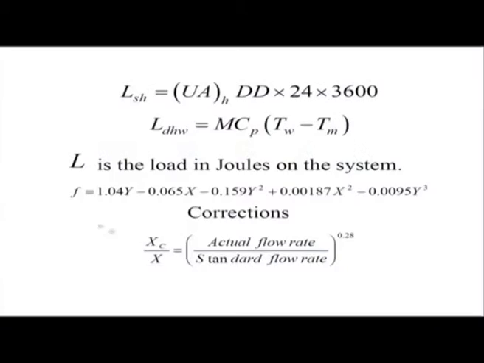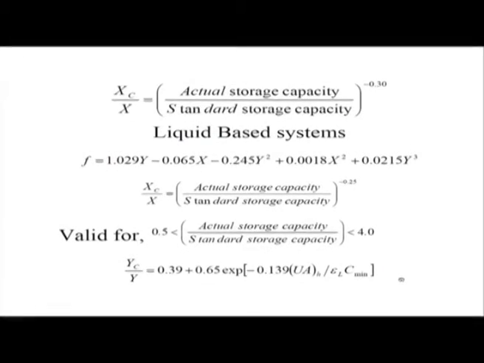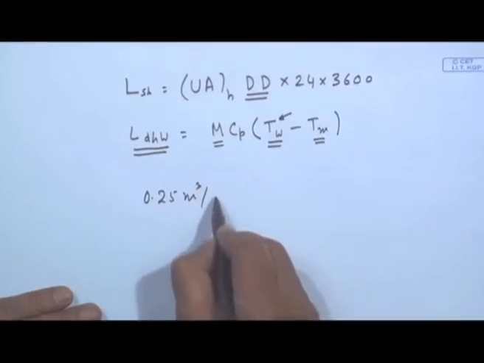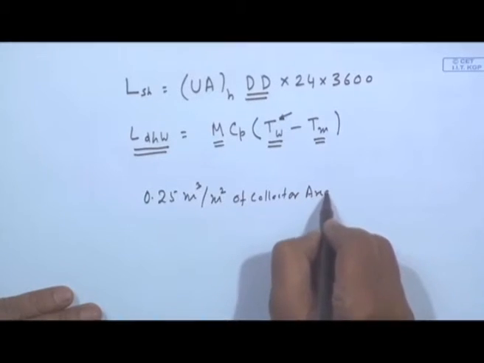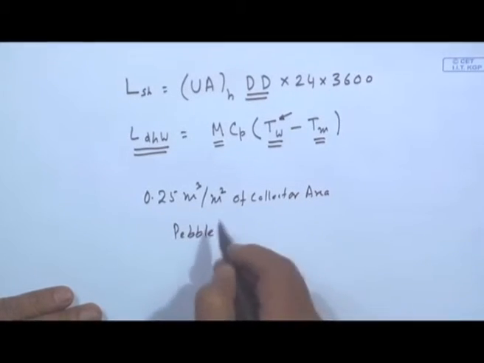So, the relations once again: F for the air systems is given over here, the first one, and there are corrections for X if the flow rate is different from the standard flow rate of 10 liters per second per meter square of the collector area, and then you have a correction for the storage, the actual storage capacity by the standard storage raised to the power minus 0.30, and the standard storage in this case is 0.25 meter cube per meter square of collector area. Pebble bed storage is usually used for air systems.